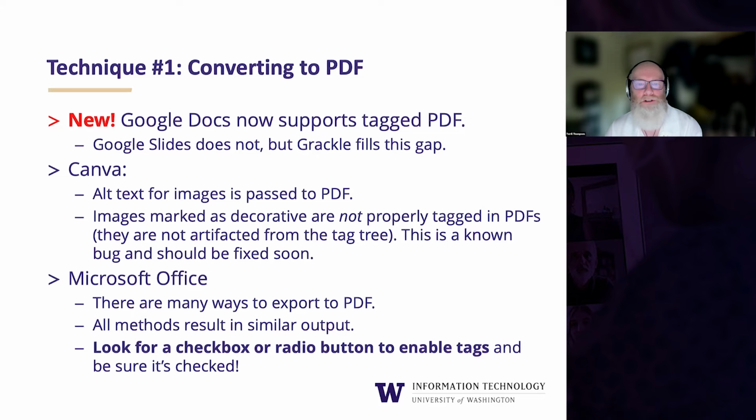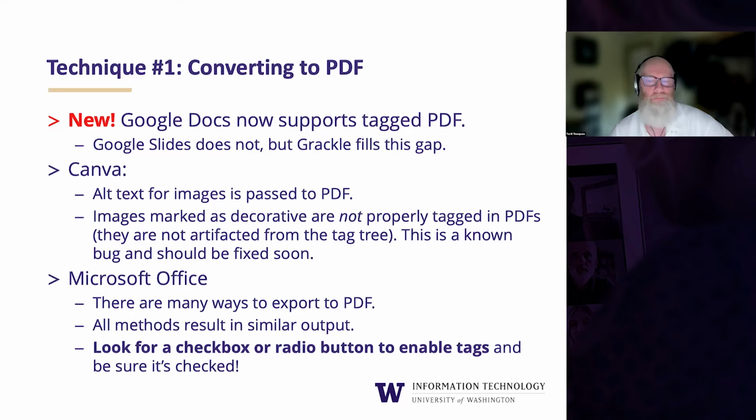Canva alt text for images is passed to the PDF, and images that are marked as decorative are not properly tagged in the PDFs. They are actually part of the tag tree, whereas they should be artifacted. So that's a word that Gaby has used a couple times, but that basically removes decorative images from the tag tree so screen readers just ignore them. That's the appropriate technique. When Alaina and the student team did their Canva accessibility review, we actually met with their accessibility team, shared our findings, generated a report, and shared that with them. And they were very receptive, and a lot of things they're already working on. And this is one of those that is a known bug, and we expect it to be fixed soon.